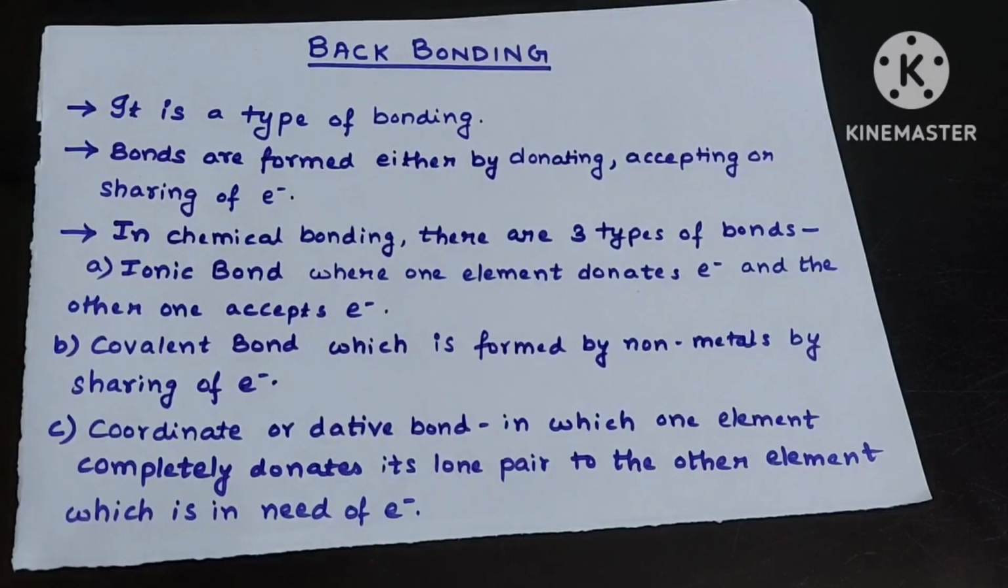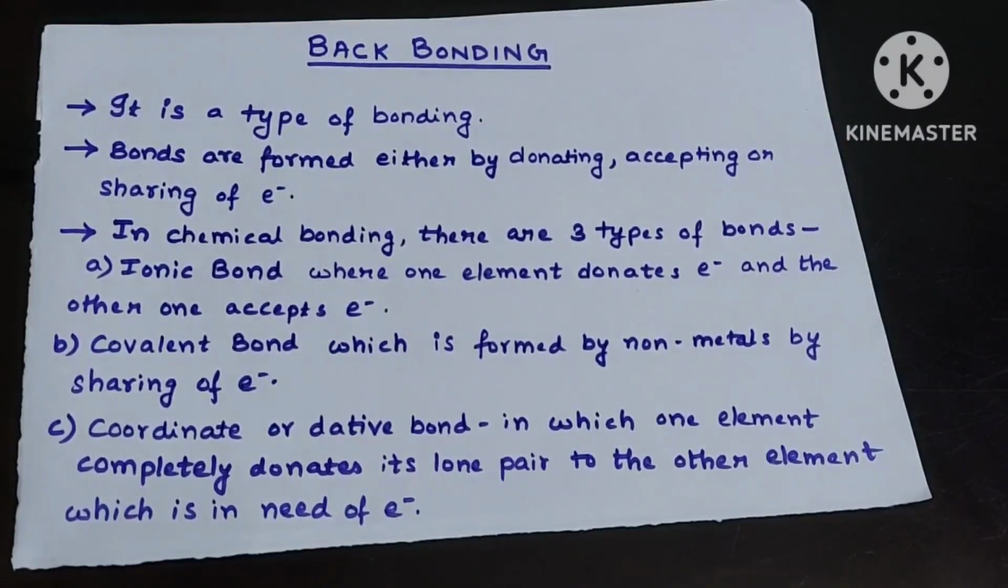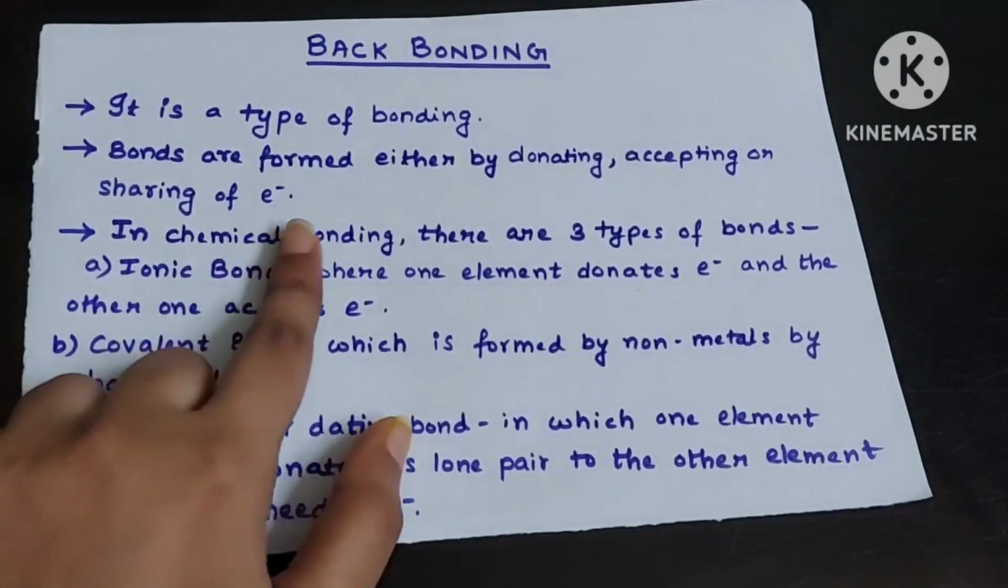Today we are going to study about back bonding. So what is back bonding? It is a type of bonding, and we know that bonds are formed either by donating, accepting or sharing of electrons. In chemical bonding, there are three types of bonds.